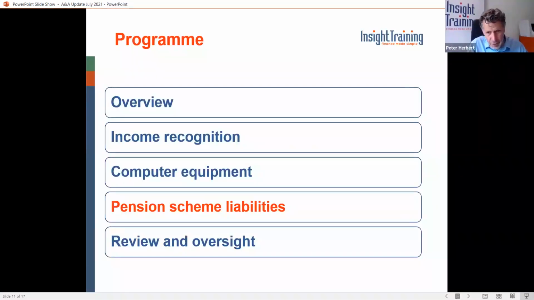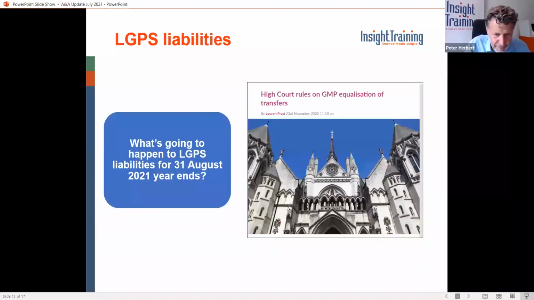Okay, third issue for August 21 year ends is pension scheme liabilities. And the question we get asked all the time is what's going to happen to those liabilities for 31st of August 21 year ends. The expectation, I think, is liabilities will increase on the balance sheet. Remember that the LGPS liability, being a defined benefit scheme liability, is the net of the fair value of scheme assets and the net present value of scheme liabilities.